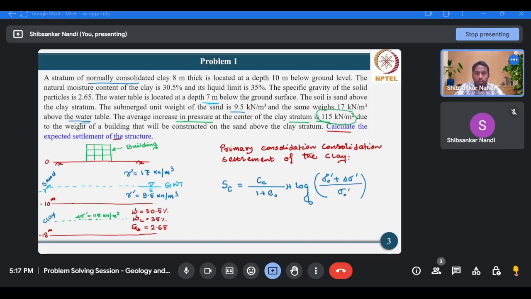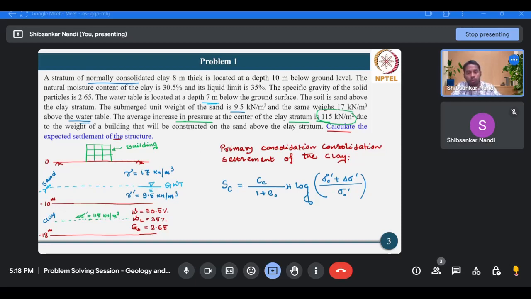If the clay is not normally consolidated, rather it falls in the category of over consolidated, then the analytical expression for calculating the primary consolidation settlement will be different. That we'll see in the subsequent problems. Okay, now we first have to understand what the parameters involved in this equation are: Cc, e0, H, sigma 0 prime, and delta sigma prime.